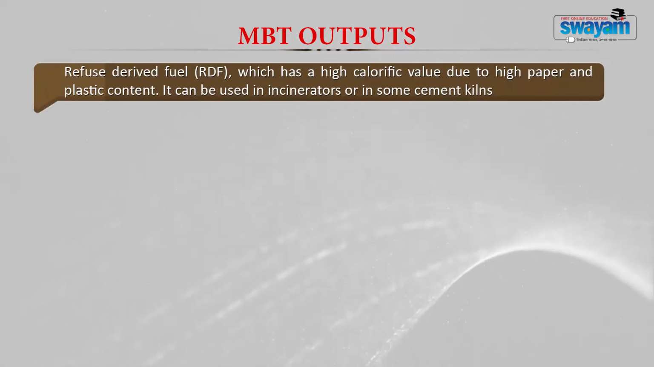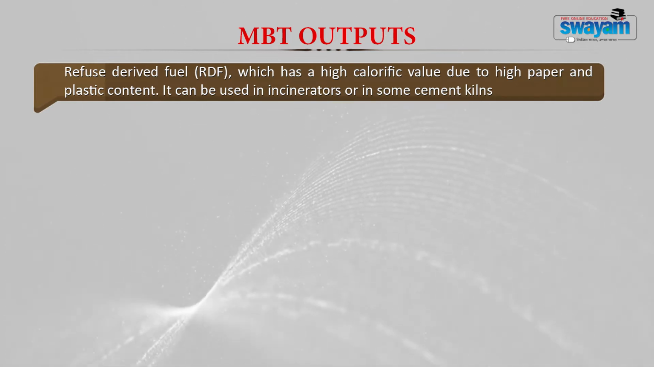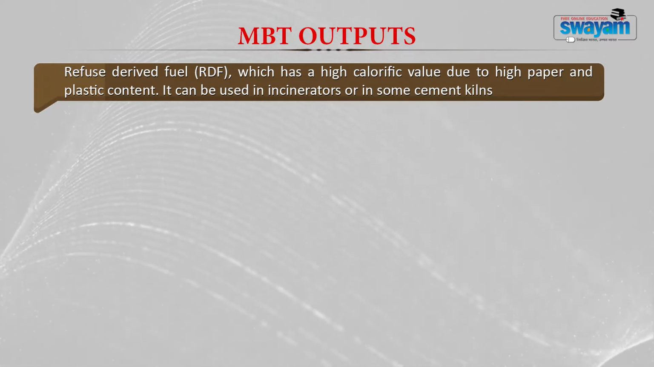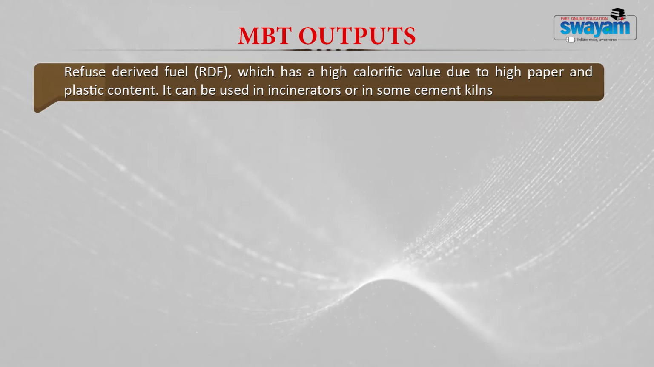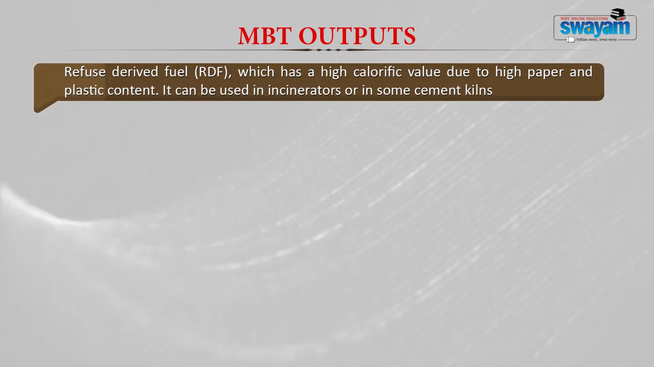Now, let us discuss what the different MBT outputs are. MBT outputs means the different products or outputs that are generated at the end of the mechanical biological treatment process. Now, the refuse derived fuel, which has a very high calorific value due to the presence of paper and plastic content, is one of the main outputs generated from the MBT process. It can be used further in an incineration plant or in cement kilns, and you can recover energy or use it as a fuel.